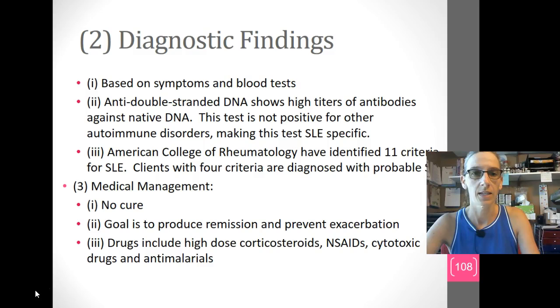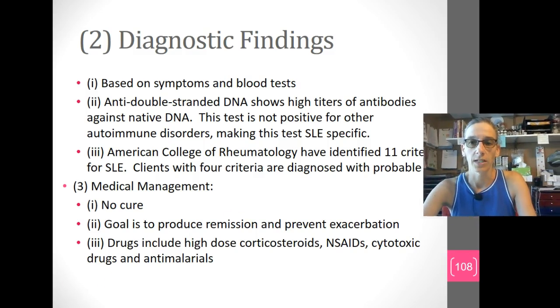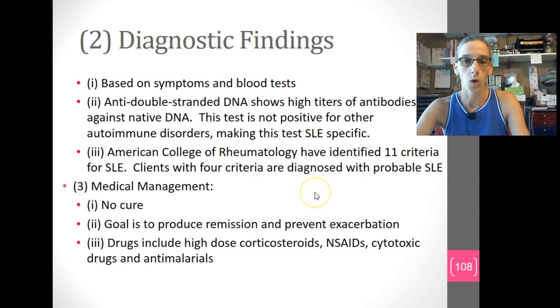All right, diagnostic findings are based on symptoms and blood tests. The anti-double-stranded DNA shows high titers of antibodies against native DNA. So this test is not positive for other autoimmune disorders, making this test SLE specific. So if you're going to test specifically for SLE, then you're going to do this anti-double-stranded DNA test. The American College of Rheumatology has identified 11 different criteria for SLE. Clients with 4 of these criteria are diagnosed with probable SLE.